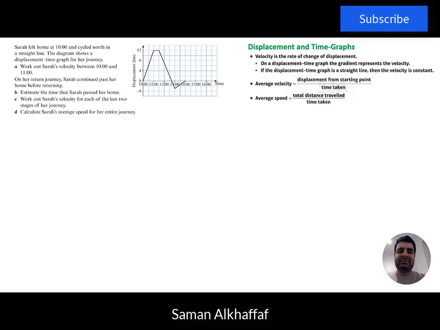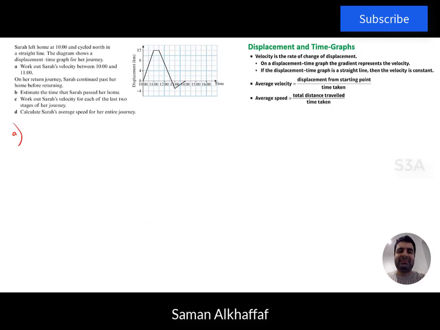In this example, Sarah left home at 10 and cycled north in a straight line. The diagram shows a displacement time graph for her journey. Part A, work out Sarah's velocity between 10 and 11. And on her return journey, Sarah continued past her home before returning.